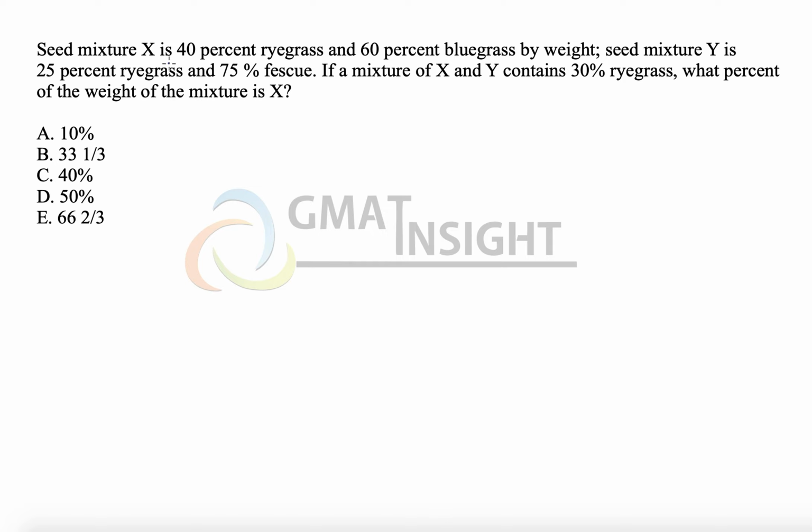Seed mixture X is 40% ryegrass and 60% bluegrass by weight, and Y is 25% ryegrass and 75% fescue. So let's quickly write down the composition. We have seed mixture X, which has two components, the ryegrass and the bluegrass. We have 40% ryegrass, 60% bluegrass.